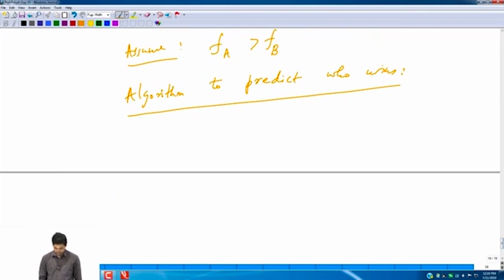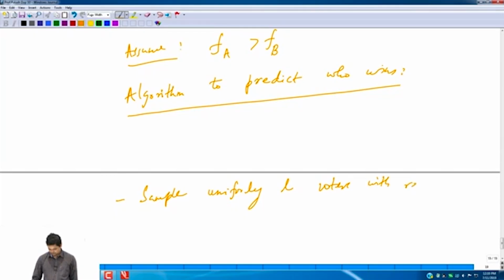Let me tell you an algorithm. Very simple algorithm. Sample uniformly L voters with replacement.